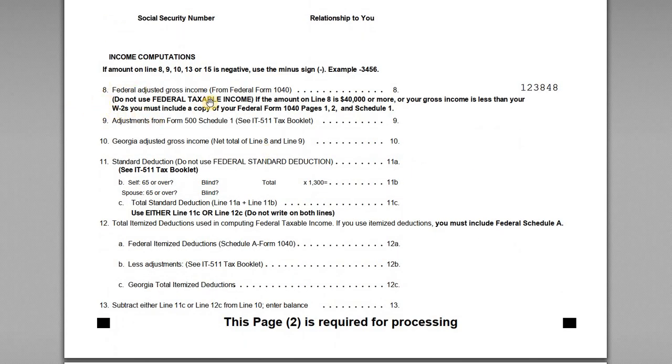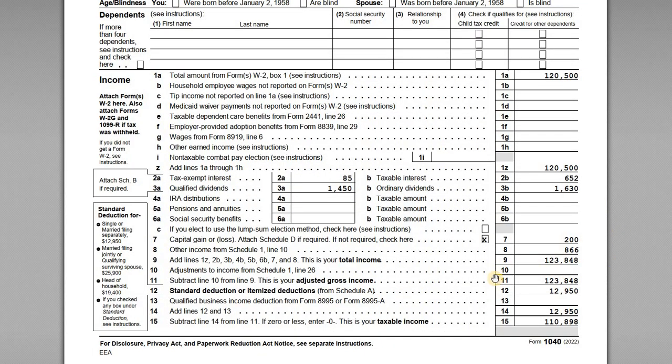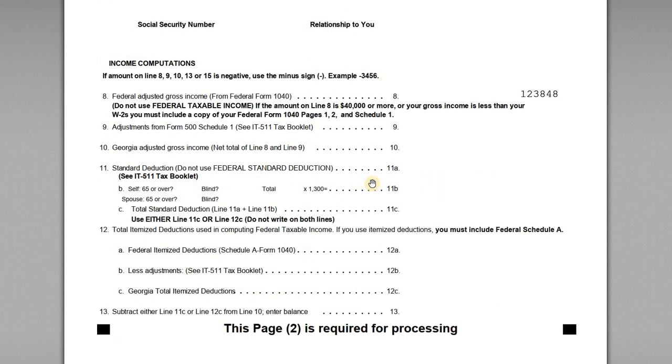So line 8, federal AGI, coming from the federal form 1040, $123,848. So we can find that here, page 1, line 11, his AGI, $123,848. And for non-resident returns, you do not complete lines 9 through 14 on this page, right? Resident returns, you would complete these line items. For non-resident returns, we do not populate these fields, and we have to go to the 500 NR, which is the Schedule 3.